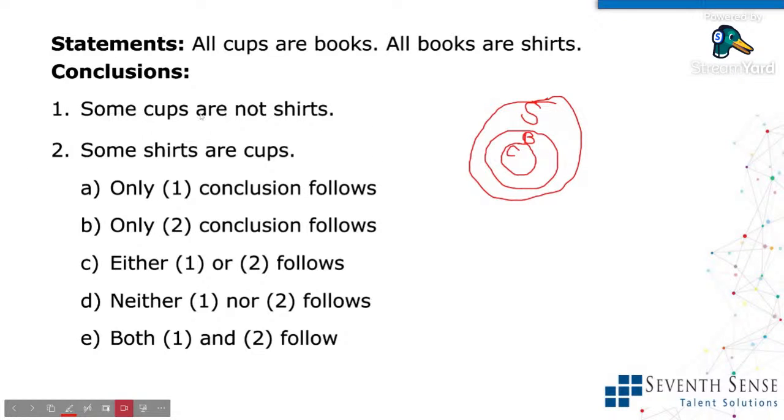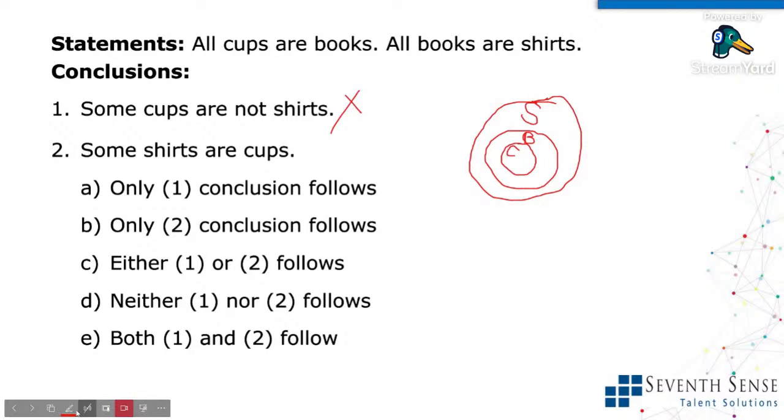But in this condition, if it was all cups are shirts, at that time you can go ahead. Here we are having something telling that some cups are not shirts. Basically, they are telling that some of them are outside this. So it is wrong. Some shirts are cups. Yes, some of my shirts are cups. But are all of my shirts cups?